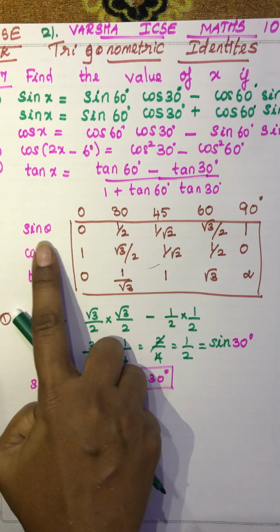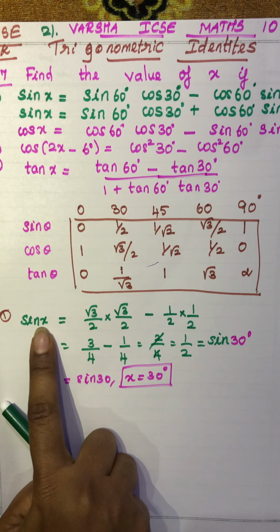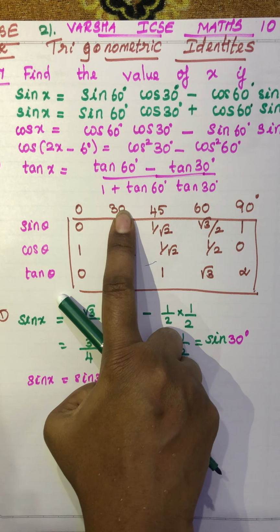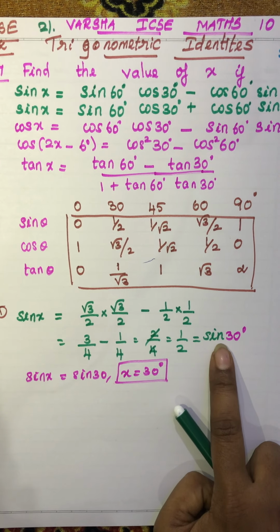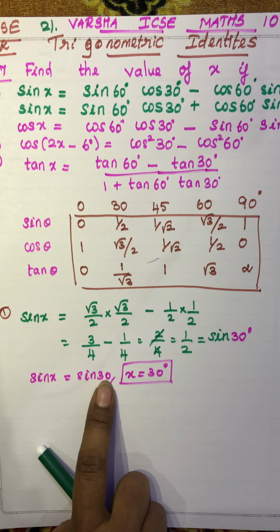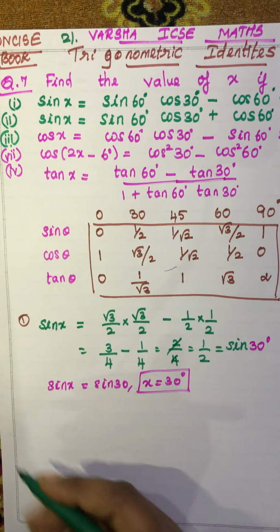So the question is sin x, and the value we got is 1 by 2. See, sin theta when it is 1 by 2, yes, it is sin 30. So you can write sin 30, so x in the place of 30 degree. So the value of x is 30 degrees. Okay, now go to the second option.